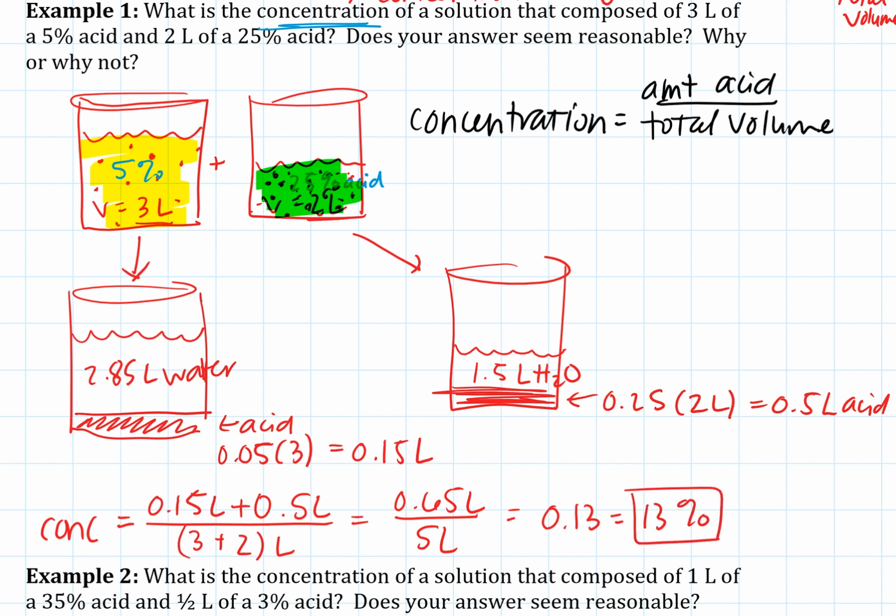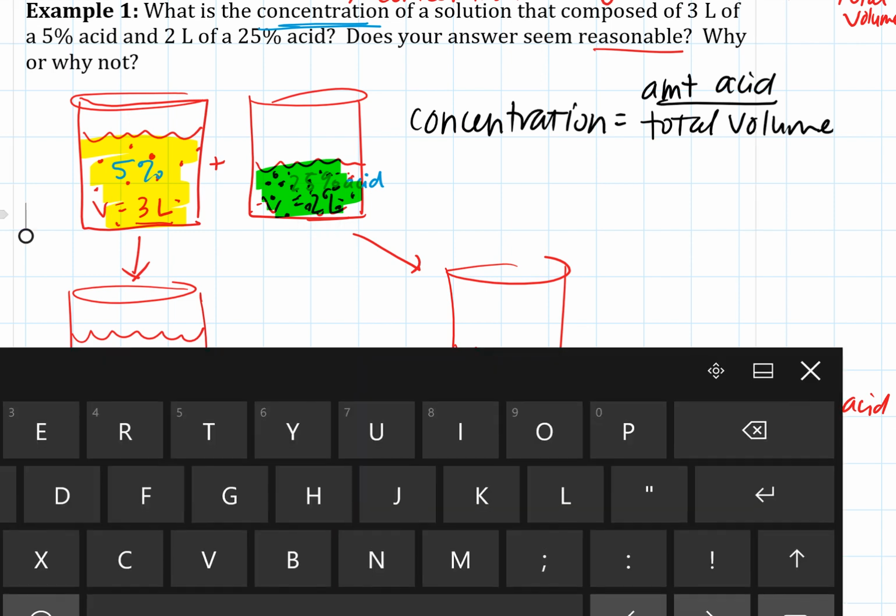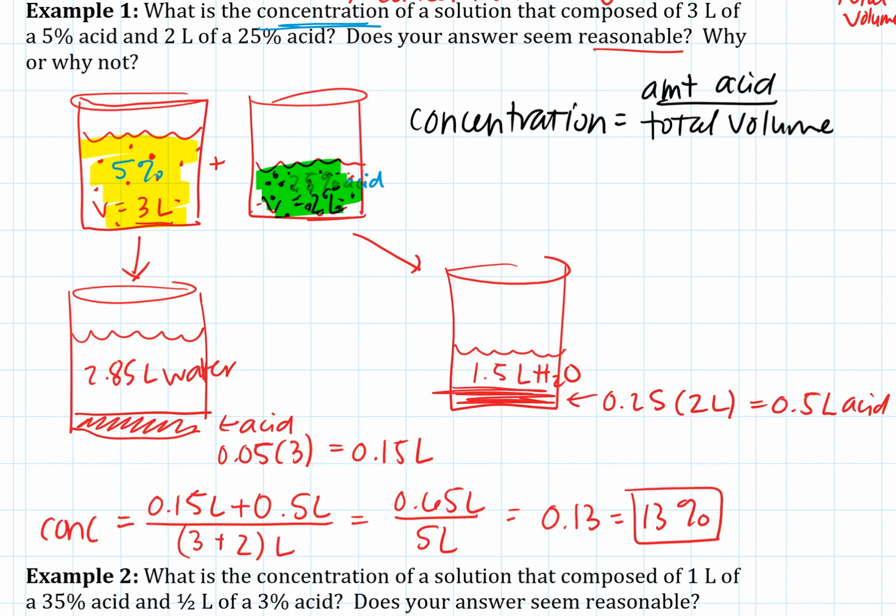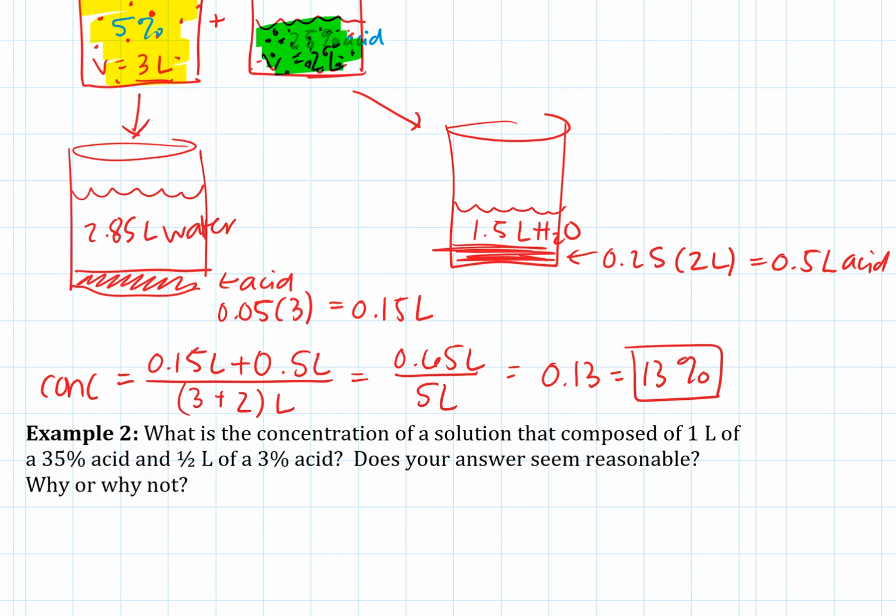Does that make sense? Is that reasonable? Well, you took 25% and 5%, so your result should be somewhere in between because you have close to the same amount of volume for both. So 13% is between 5 and 25%, so sure, that makes sense.